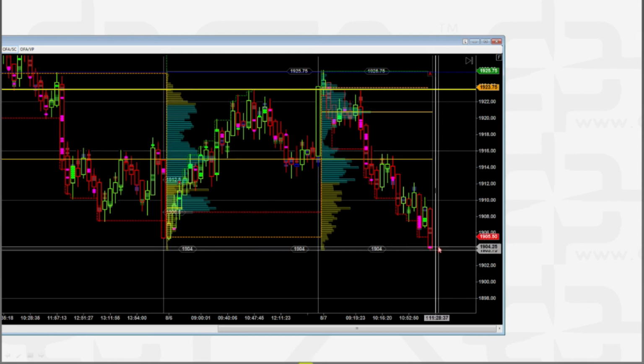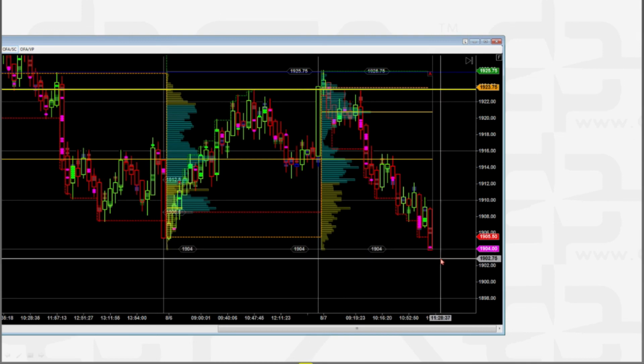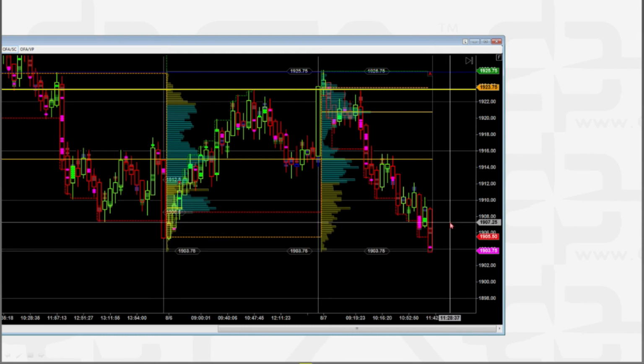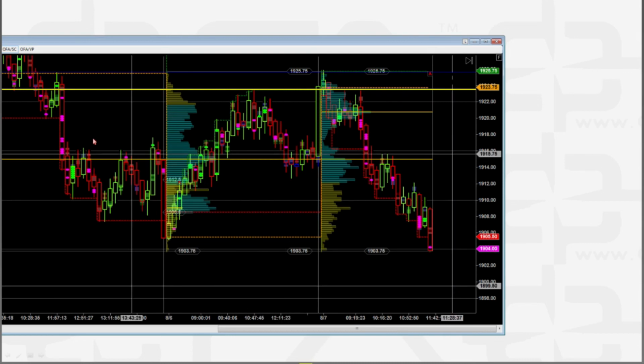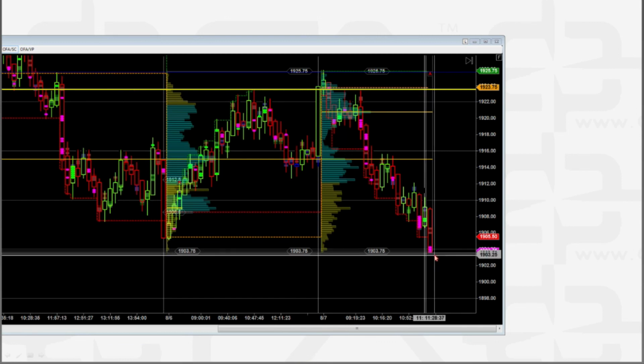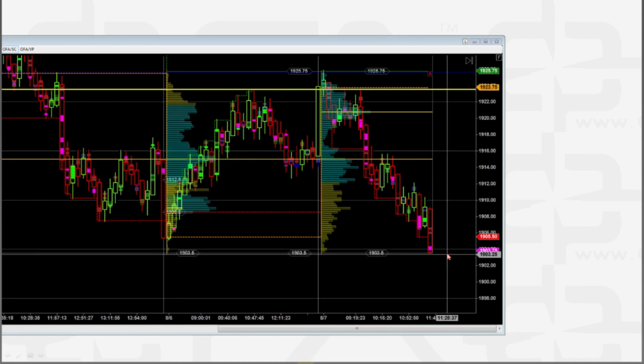If we open up below, say, this 03 level, if we open up below tomorrow down here, I'm going to look for this 06, 07 level, and I'm going to look for a short back down towards 94.25 to 95.96 level, 1896.